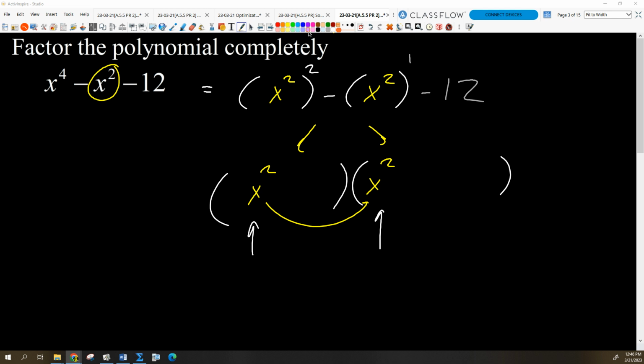And now what about magic numbers here? Marcus, they have to multiply to negative 12 and add to negative 1. So what would those numbers be? Okay, plus 3 and minus 4. Okay, look at that. Okay, we're done with the unit 4 problem.